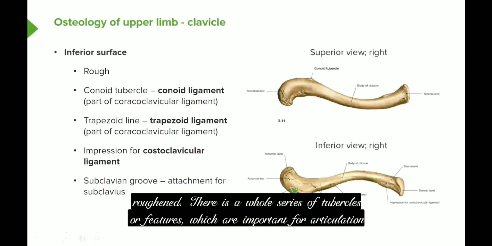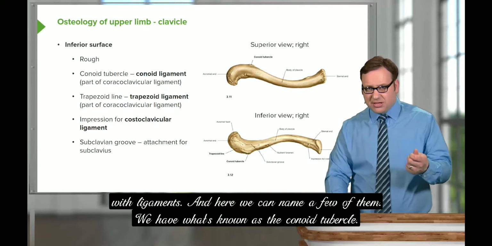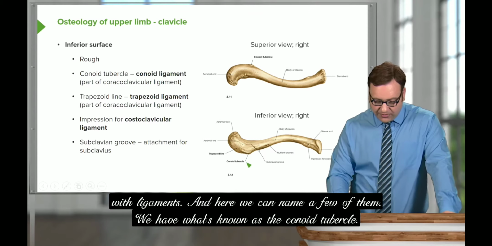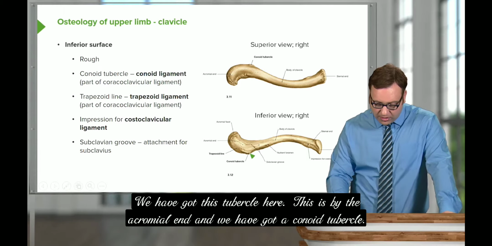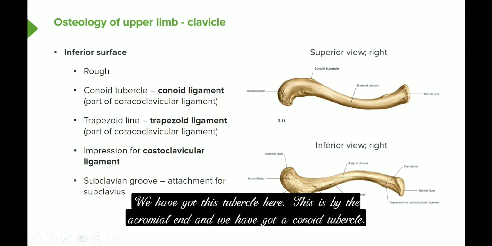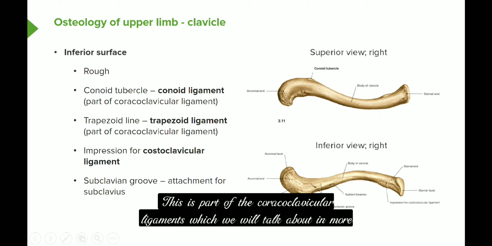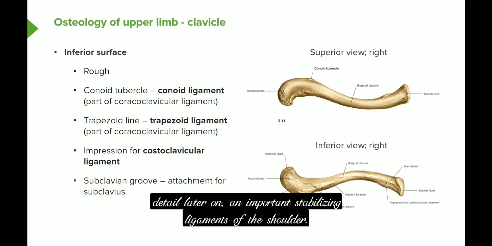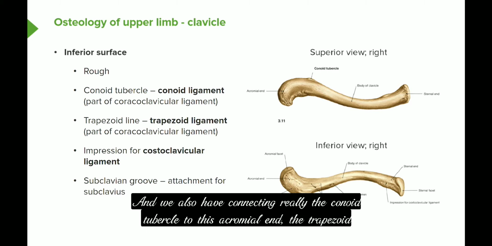There's a whole series of tubercles or features which are important for articulation with ligaments. And here we can name a few of them. We have what's known as the conoid tubercle. We've got this tubercle here, by the acromial end. This is part of the coracoclavicular ligament, which we'll talk about in more detail later on, an important stabilizing ligament of the shoulder. And we also have, connecting really the conoid tubercle to this acromial end, the trapezoid line.